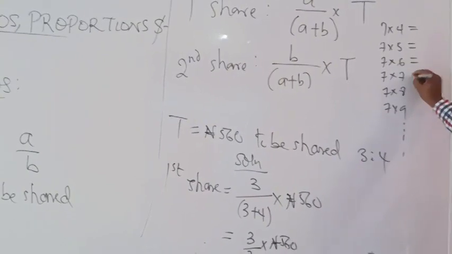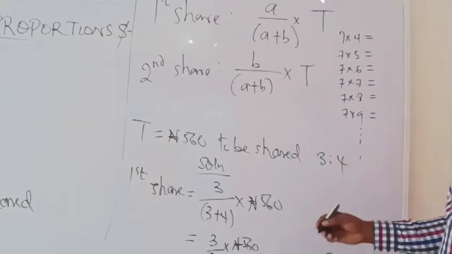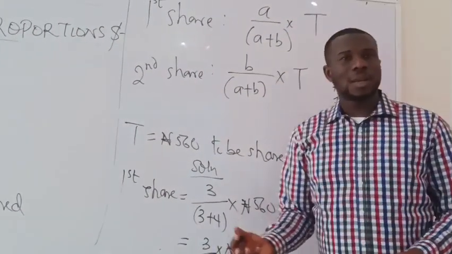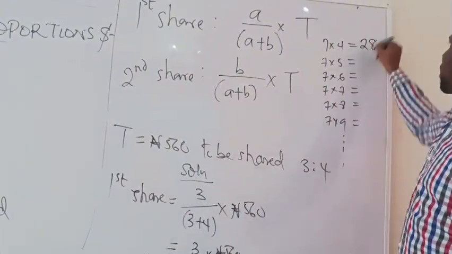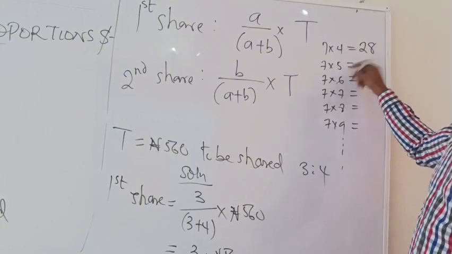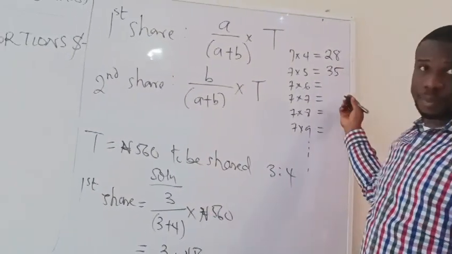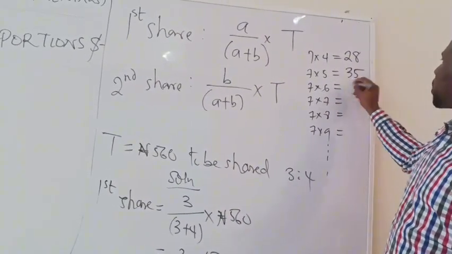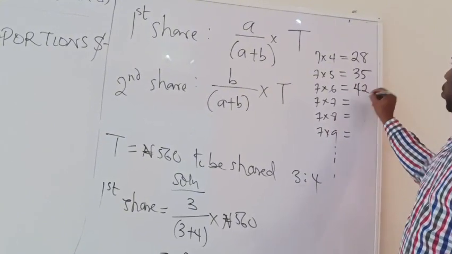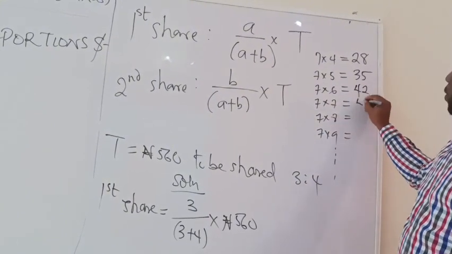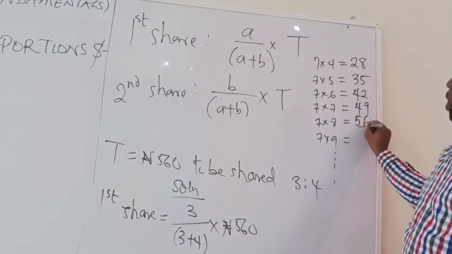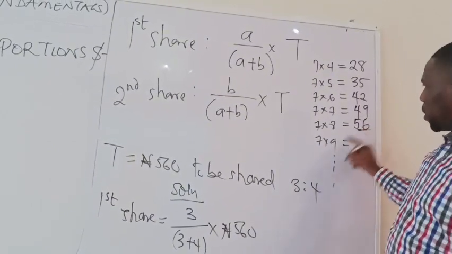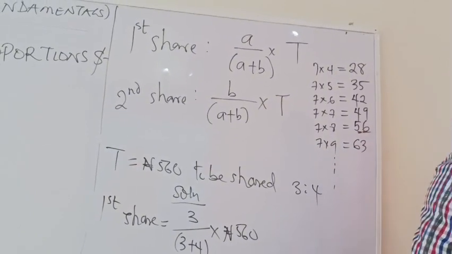So 7 times 1 is 7, 7 times 2 is 14, 7 times 3 is 21. Just keep adding 7. 7 times 4 is 28. So if you add 7 to this, that's 7 times 5, this becomes 35. Okay? Then 7 times 6, just add 7 to this, becomes 42. 7 times 7, add 7 to this, you get 49. Add 7 to this becomes 56. And of course, this is 63, and of course the list could go on and on.